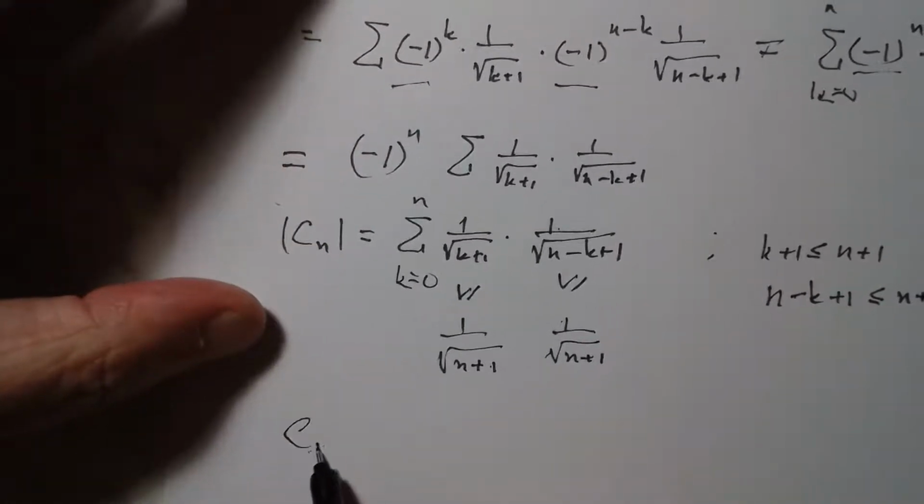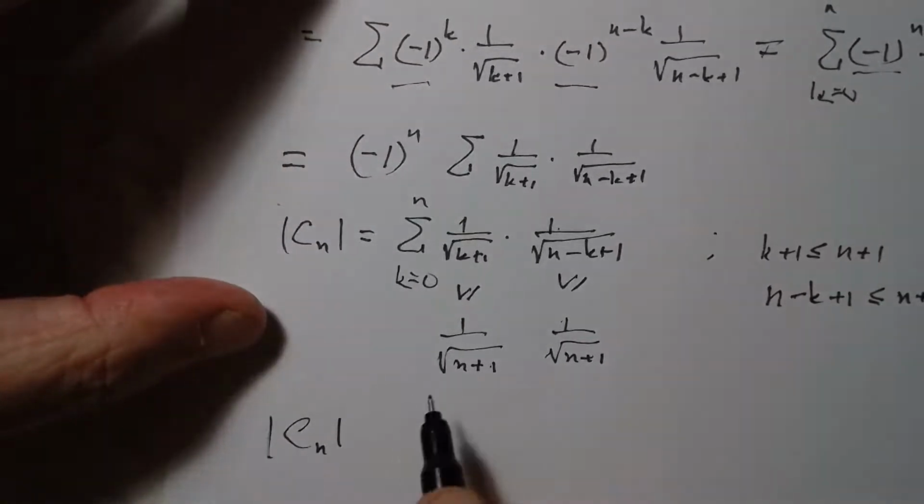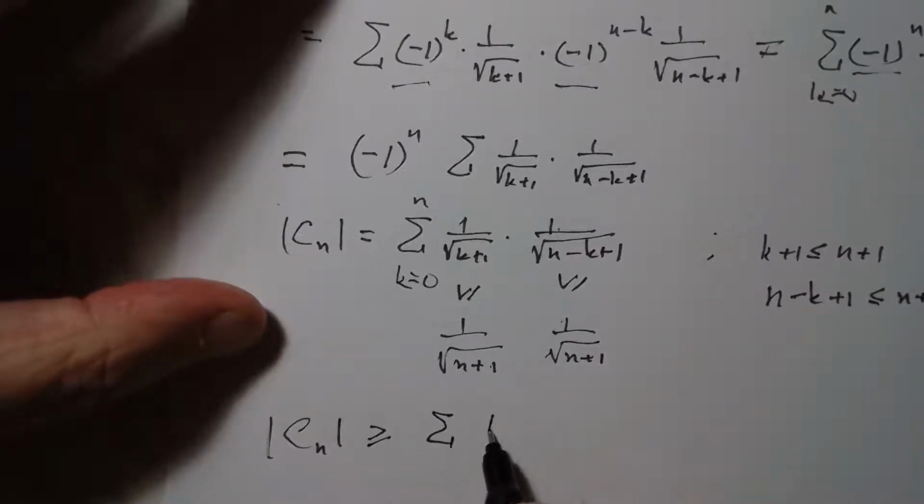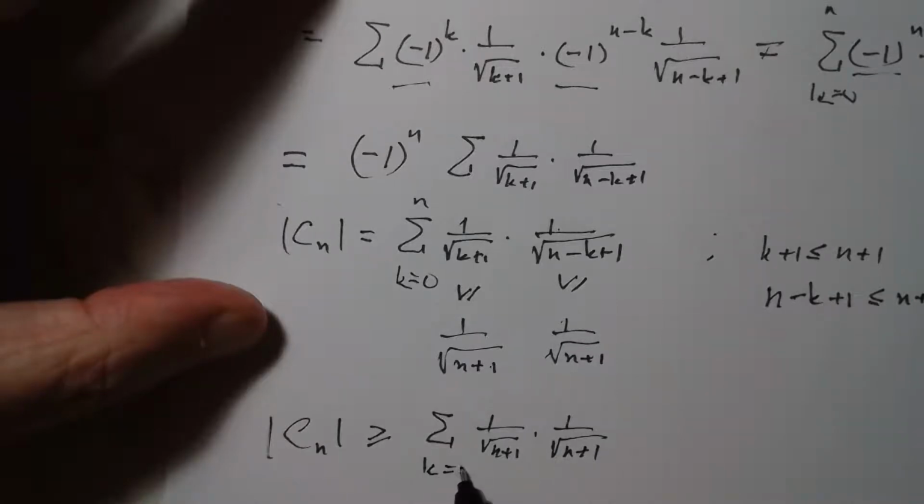Okay. So what we get as a result of it is the following, that c_n is greater or equal than the sum of 1 over square root of n plus 1 times 1 over square root of n plus 1. Here k goes from 0 to n, which is equal to the sum of 1 over n plus 1, where k goes from 0 to n.